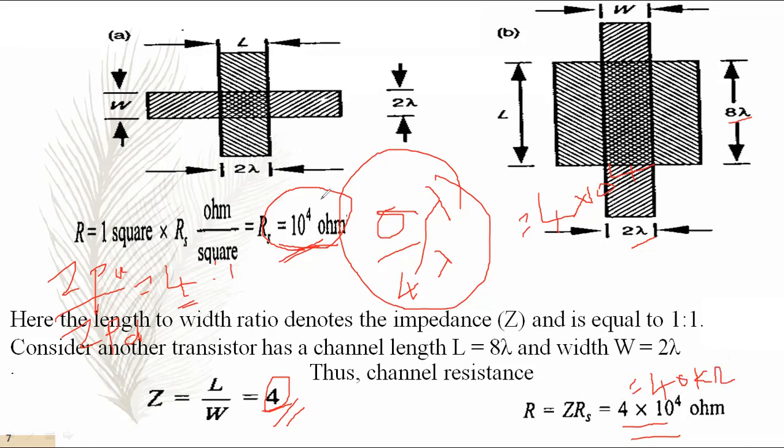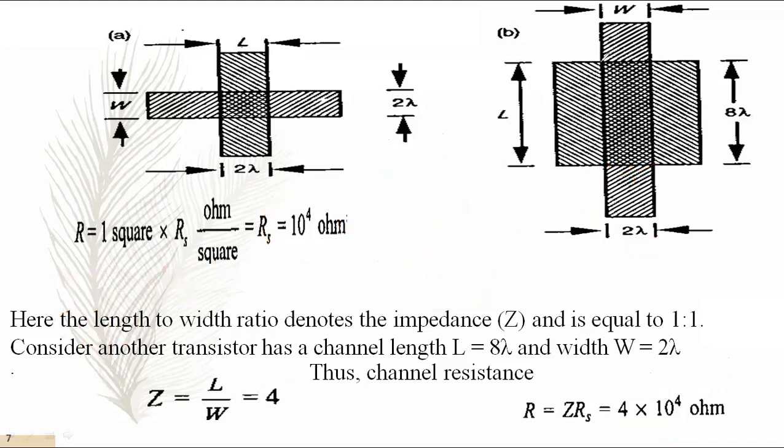For the other, we can write 10 to the power of 4 as 10 kilo ohms. If you sum these two resistors, 10k plus 40k, the total is 50k. We will see that. When the length and width are the same, the resistance is 10 to the power of 4. If you increase it 4 times, the resistance automatically increases as well.